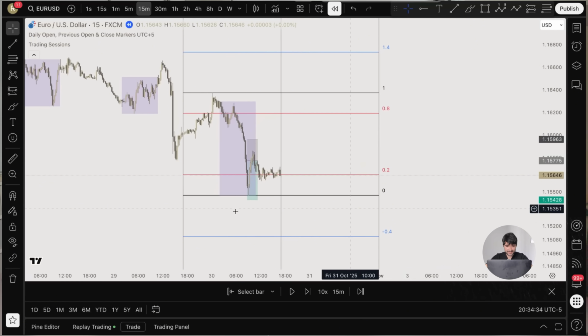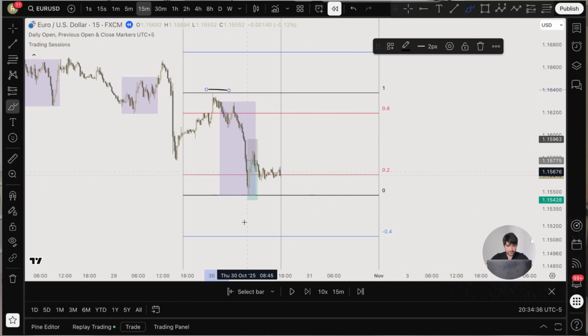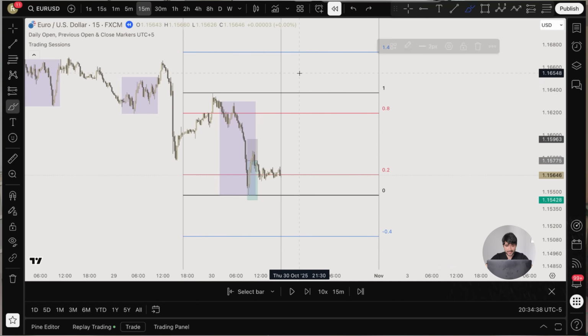And now that we have this next daily range identified from high to low, we can observe what happens in this current day's candle.